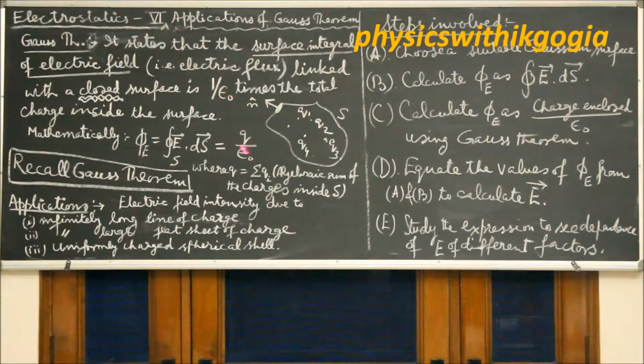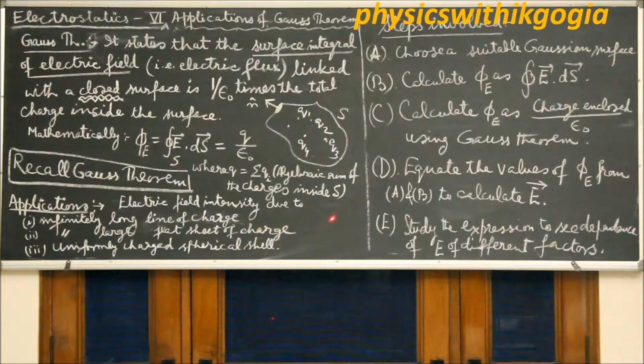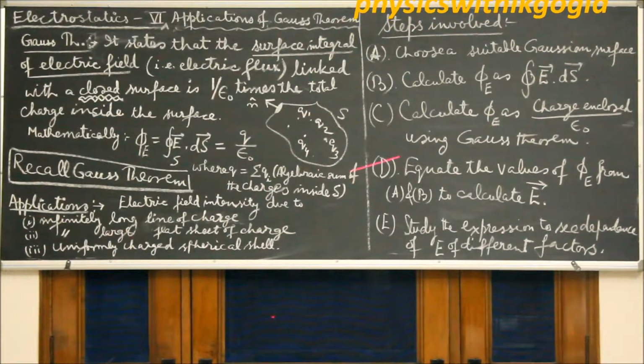Now, before we proceed to the derivation of the expressions, there is a regular pattern which will help you derive the three expressions. These are the various steps involved in all three derivations. Step A, choose a suitable Gaussian surface. It should be closed and suitable for the situation. Then we calculate the electric flux phi E as the surface integral of E dot ds over the Gaussian surface chosen in step A.